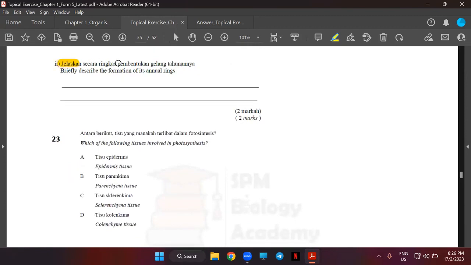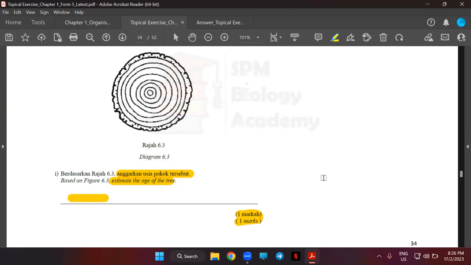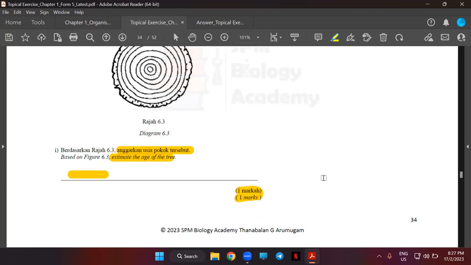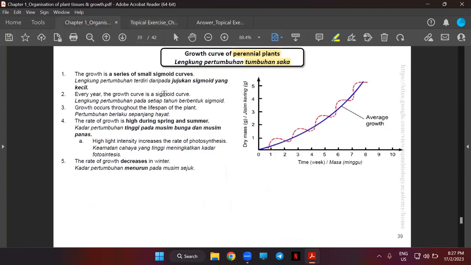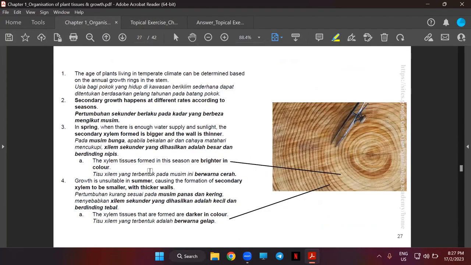Jelaskan secara ringkas pembentukan gelang tahunannya. Briefly describe the formation of its annual rings. 2 markah. Jelaskan secara ringkas bagaimana gelang tahunan itu terbentuk, di mana kita tahu bahawa ada 2 jenis gelang. Satu gelang yang berwarna gelap, darker ring, and the other gelang yang berwarna cerah, lighter ring. So we need to write how the dark ring is formed and how the lighter ring is formed. Itu je, 2 markah. Okay, so kalau kita lihat daripada nota kita, di sini. Alright, so we can write this.